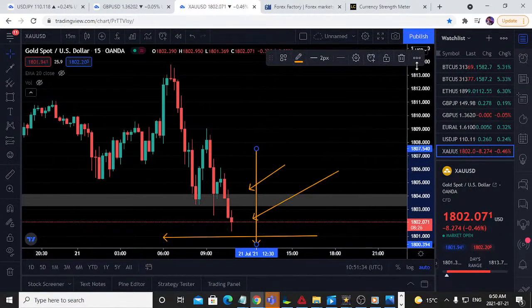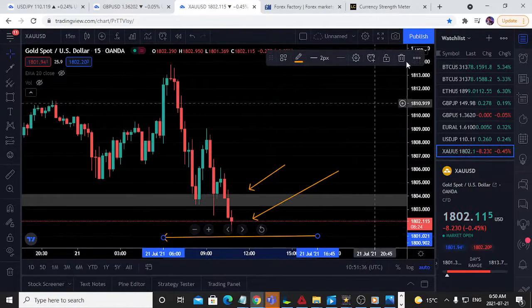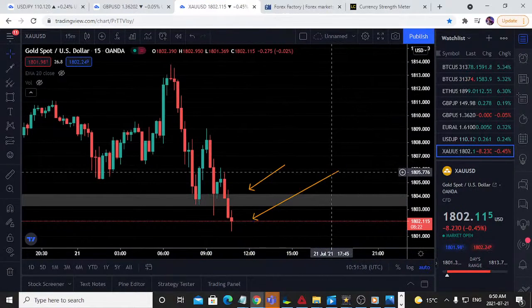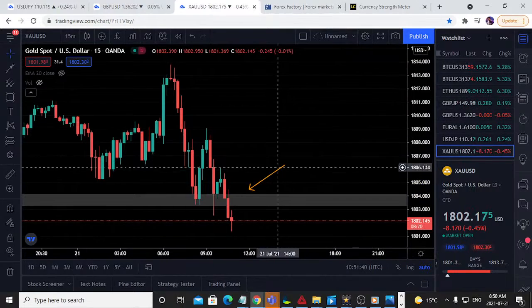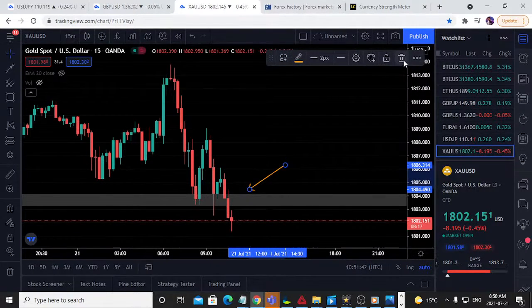So I'm just gonna break that level of support. So I'm waiting on my hands. I don't know. Today doesn't look like a favorable condition.